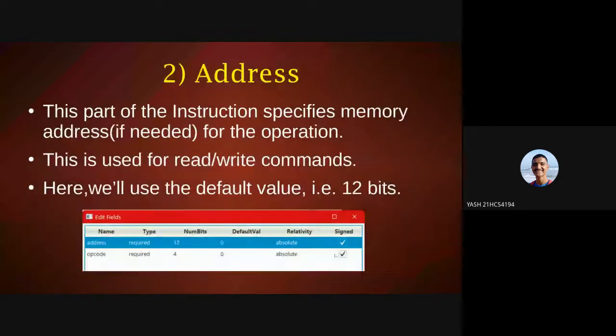After that, we define the address. Since our program counter and address part are both 12 bit, here also we set the number of bits to 12, and address is also a required field. Now this is used generally for read and write commands.